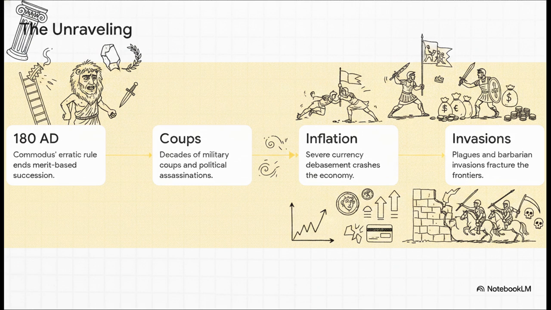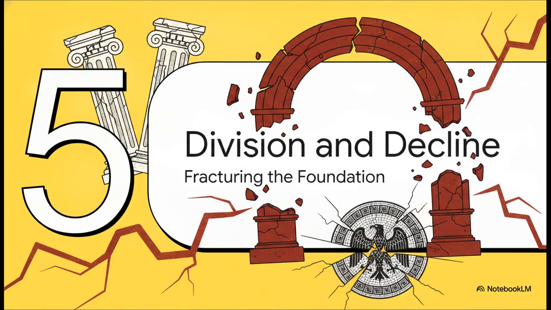Step 3, to keep paying off those angry armies, emperors started rapidly debasing the currency, which triggered massive inflation and crashed the credit markets. And then step 4, right when they are at their absolute weakest politically and economically, devastating plagues sweep through, and massive barbarian invasions start fracturing the borders. This entire nightmare period from 235 to 284 AD is what we call the crisis of the 3rd century. To survive, they had to make some drastic, permanent changes.